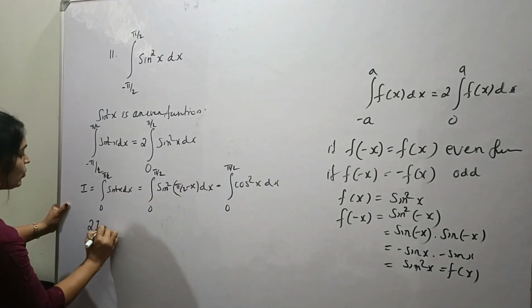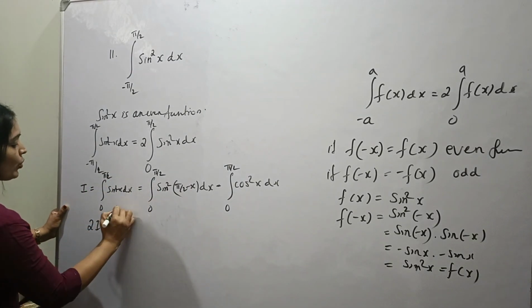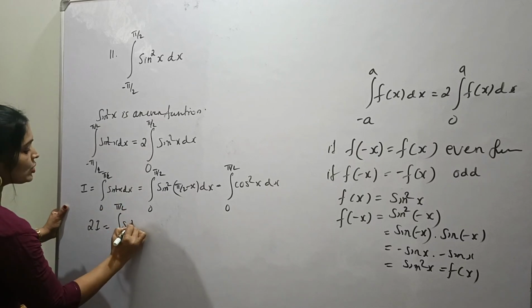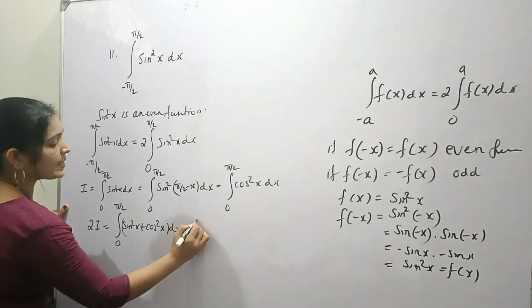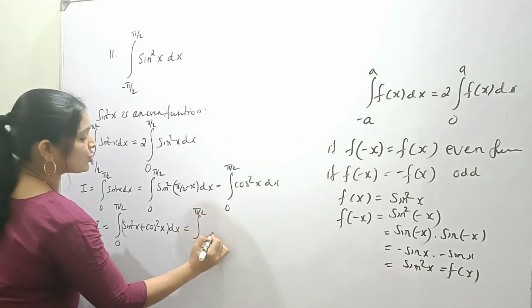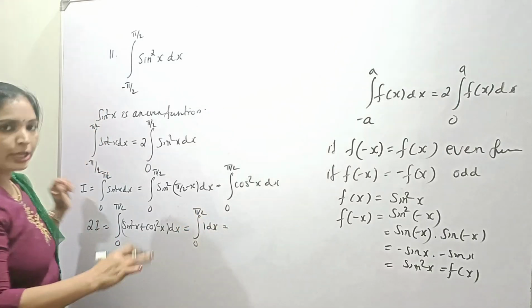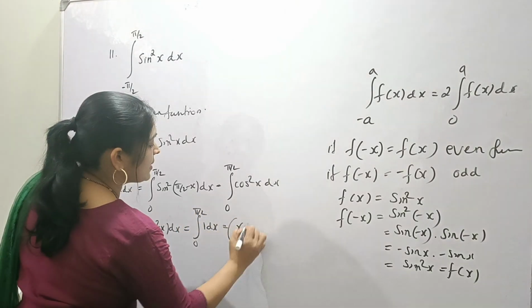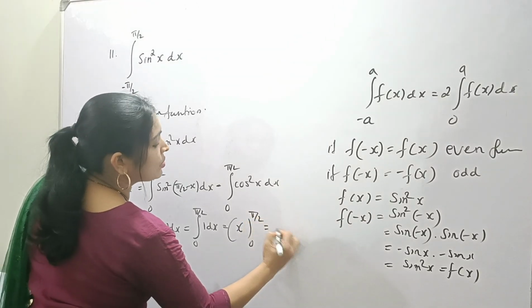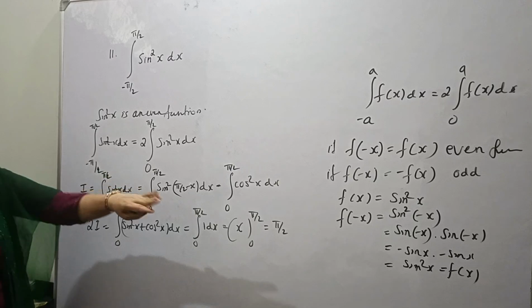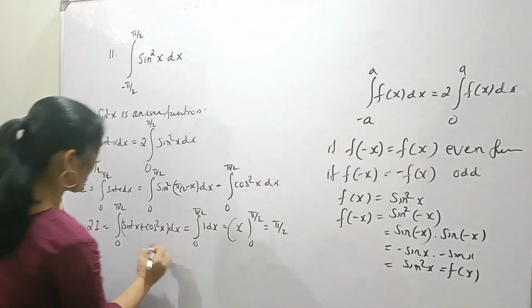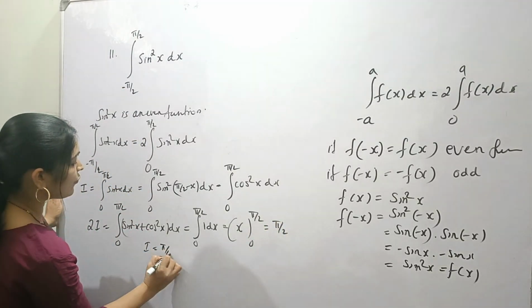So 2I is equal to integral 0 to pi by 2 of sin square x plus cos square x dx. That is equal to integral 0 to pi by 2 of 1 dx. Integral of 1 with respect to x is x, from 0 to pi by 2, that is pi by 2 minus 0. So here 2I is equal to pi by 2. Therefore, I is equal to pi by 4.